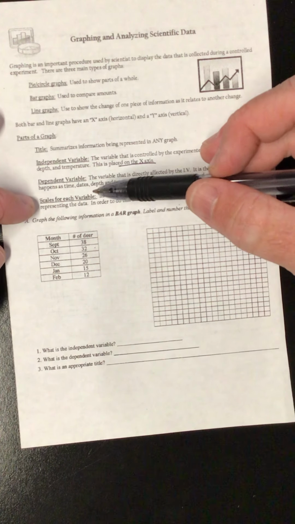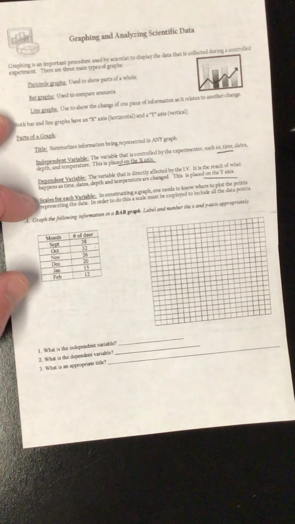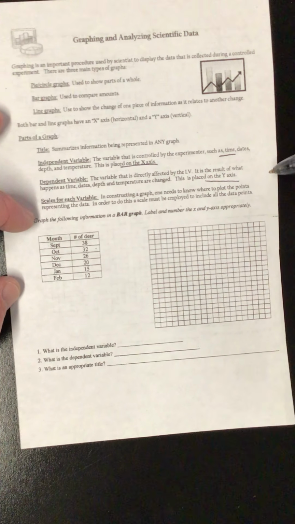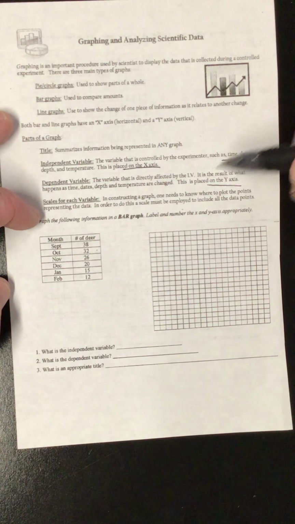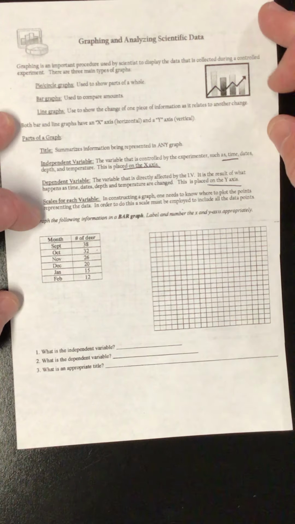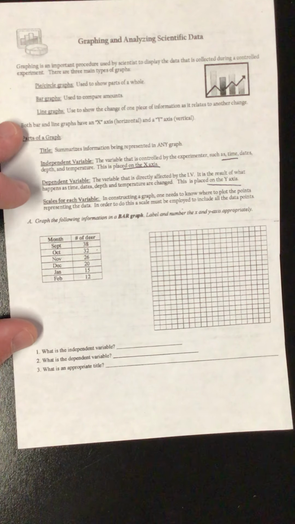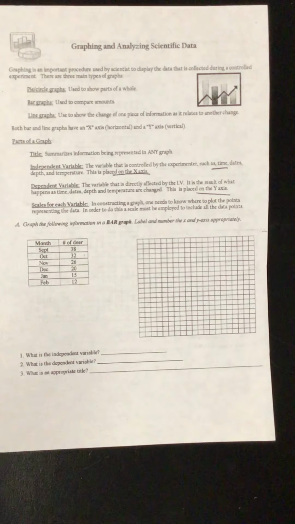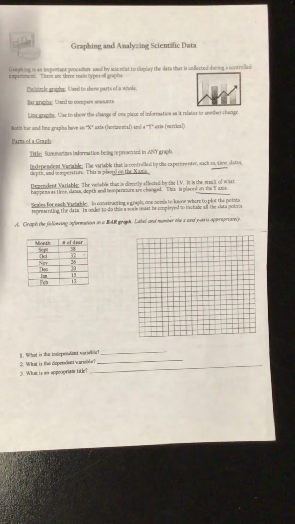And then of course the scale, right? The scale. In constructing a graph, one needs to know where to plot the points representing the data. In order to do this, a scale must be employed to include all the data points. We want to get everything on the graph and fill up as much space as we can.